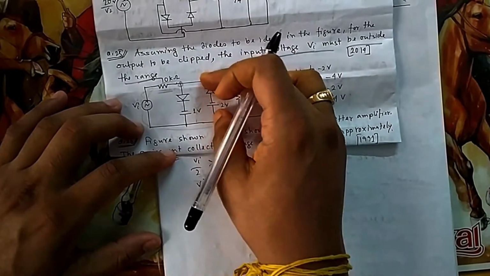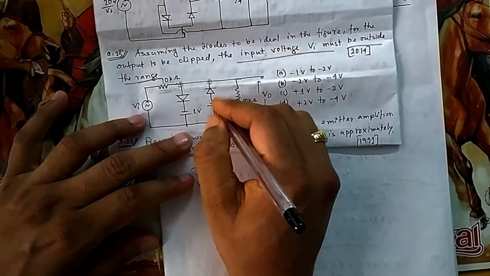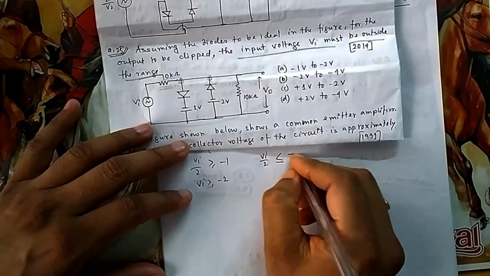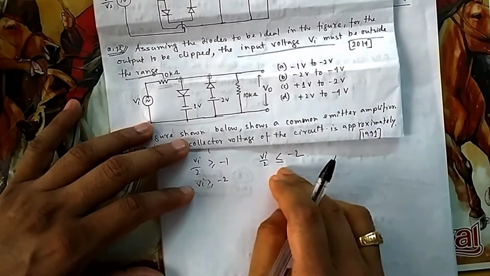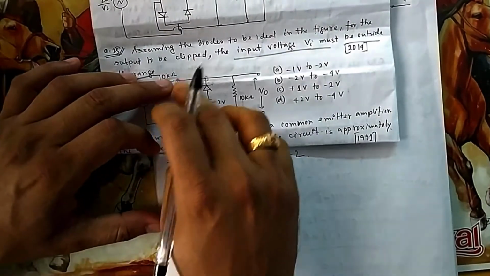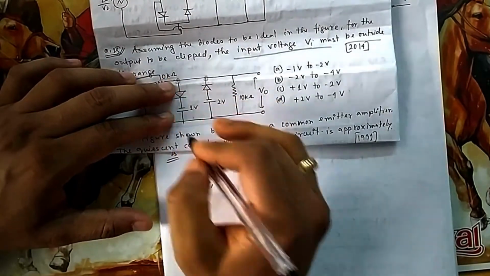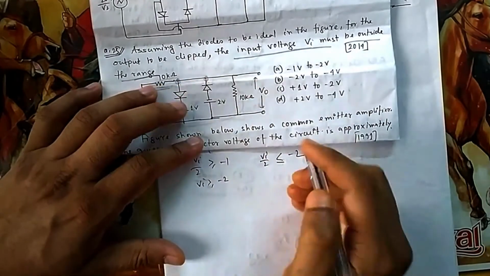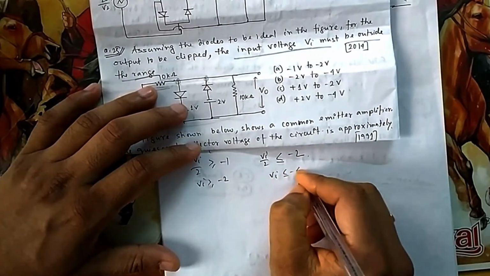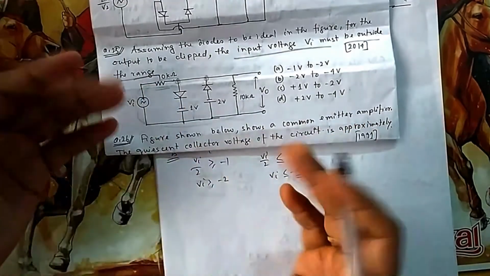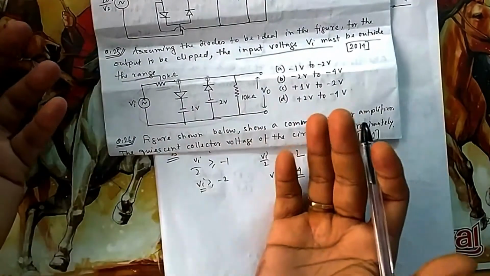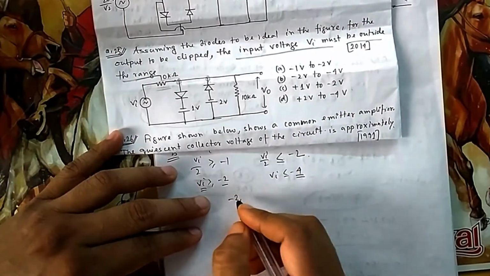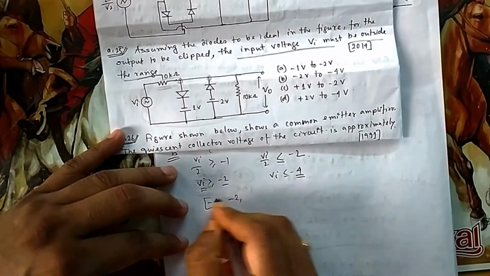Now to get this one on, what should be the case? You see, this is minus 2, so this should be less than minus 2. So Vi by 2 should be less than minus 2. This is during positive half cycle, this is during negative half cycle. During positive, when it is going high, it should be greater than minus 1. When it is going below, it should be less than minus 2, so that it gets on. So Vi should be less than minus 4. So you can see the range of Vi: input voltage must be outside this range. That is, it should be greater than minus 2 and less than minus 4. This is the range if I say.